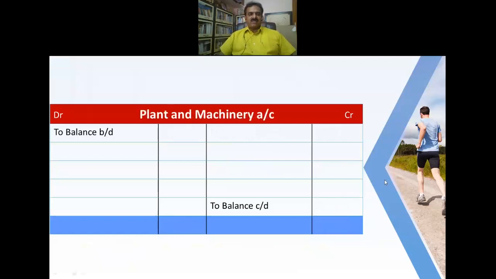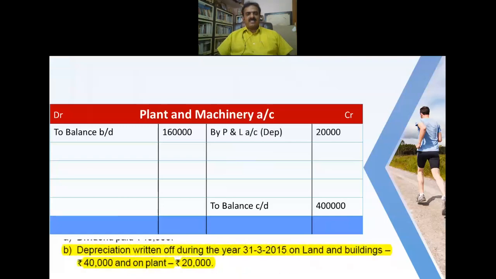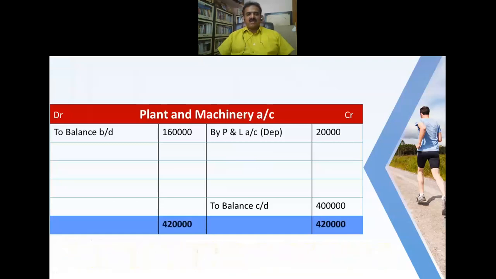Plant and machinery account. Similarly, take the balances. The plant opening value is 1,60,000 and closing value is 4 lakh rupees. So, to balance brought down 1,60,000, by balance carried down 4 lakh rupees. As the adjustment says, there is a depreciation of 20,000 rupees, and that depreciation is to be taken on the credit side by P&L account, that is called depreciation. No more further adjustments pertaining to plant and machinery, close the account.